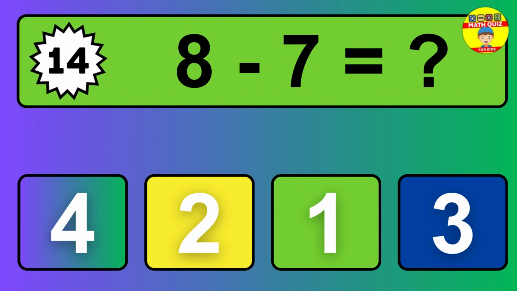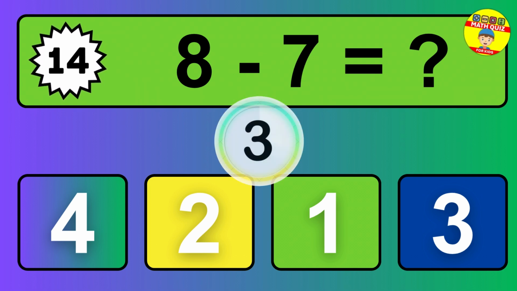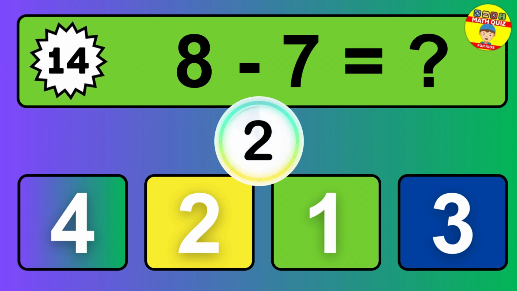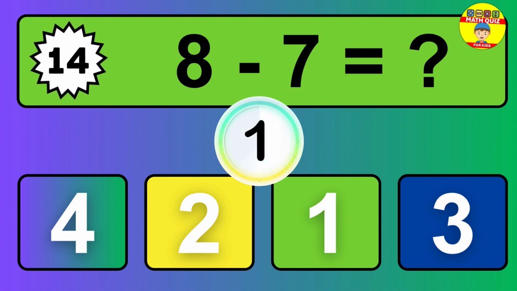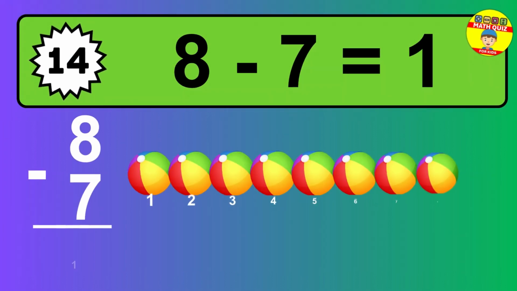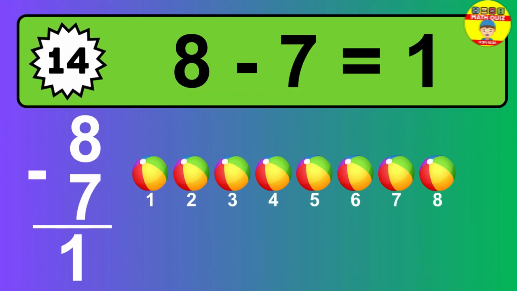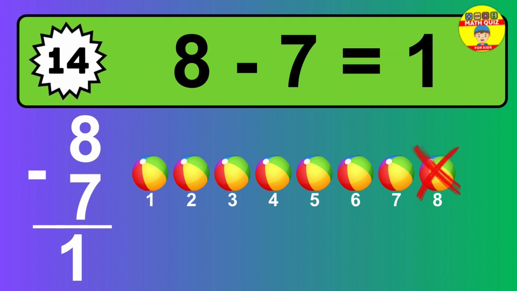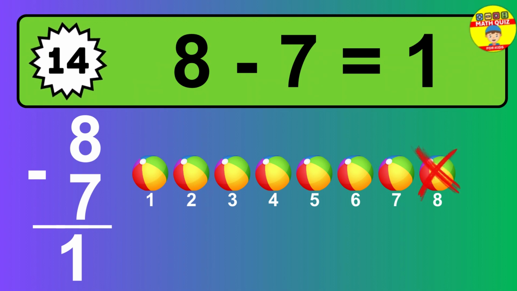Question 14. 8 minus 7 equals what? So, the answer is 8 minus 7 is 1. Let's count it. 1.